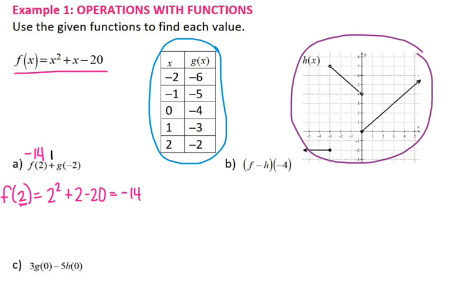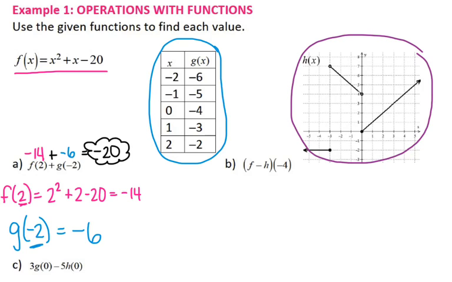And we are taking that and adding it to g of negative 2. So g is your table. I'm going to look at my table, g of negative 2. That negative 2 is your x. So when my x is negative 2, my g of negative 2 is negative 6. So that's your corresponding y. So I have negative 14 plus negative 6. I can go ahead and combine those two, which gives me negative 20. And that is your final answer.